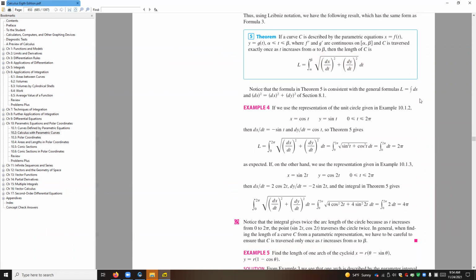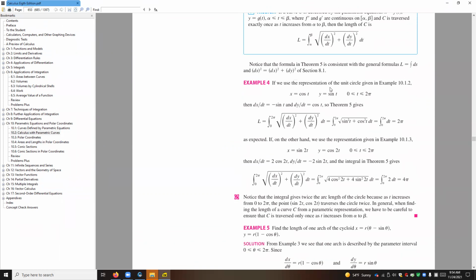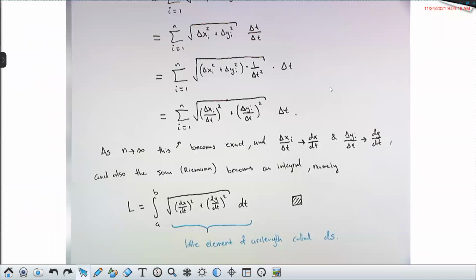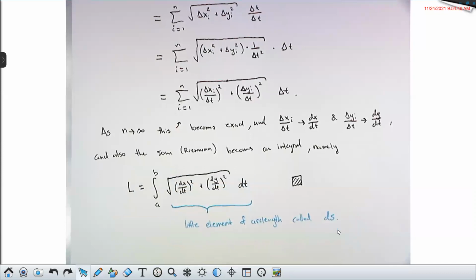And we can use this formula to find the length of a bunch of different curves. Let's do the unit circle. The things you need to remember here are all right here. This is the formula for arc length. And the thing you're integrating here, the little tiny differential bit of arc length, we call ds, just like the little volumes we called dv.